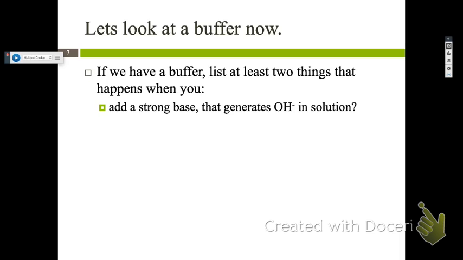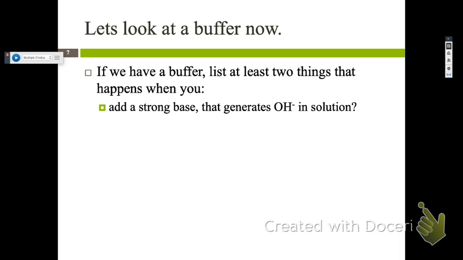All right, can I hear from a new group? If we have a buffer, what are two things you can describe that happen when you add hydroxide to that buffer solution? Carol? No, I have no clue. Based on the conversation we just had, the buffer can either be a weak acid and its conjugate base, or a weak base and its conjugate acid. What are two things that can happen?